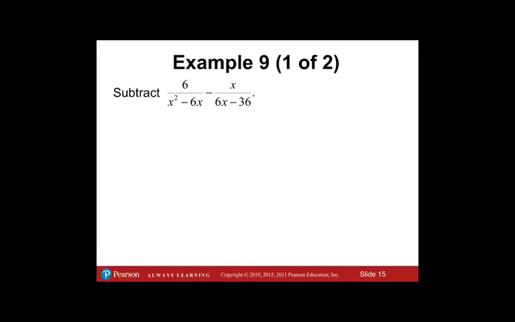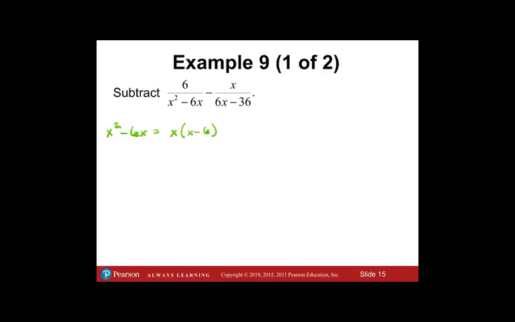Okay. So here, let's look at each denominator. Let's factor first. So let's start with this x squared minus 6x. Again, we want to find the LCD, but first we have to get it in factor form. So what's the greatest common factor? What do these two terms have in common? We can factor out an x from both of them. And we're going to be left with x minus 6.